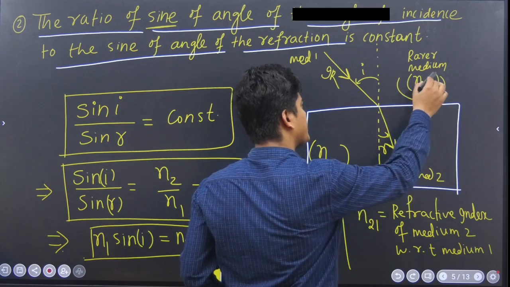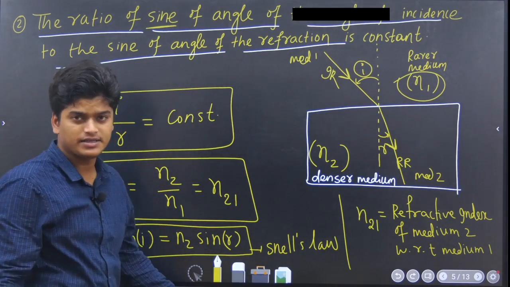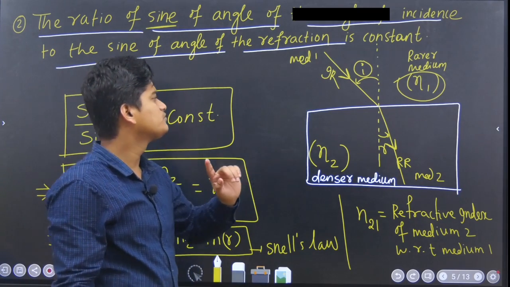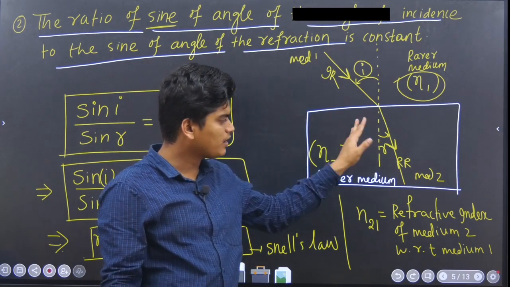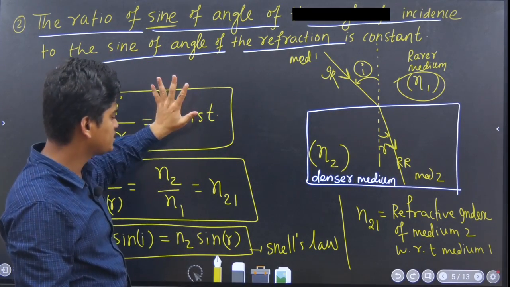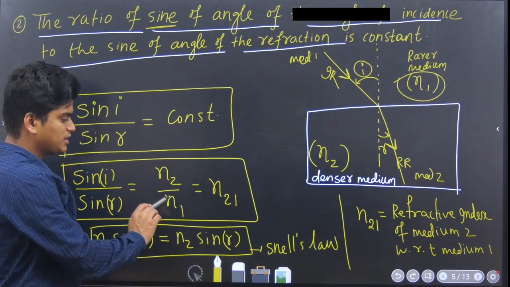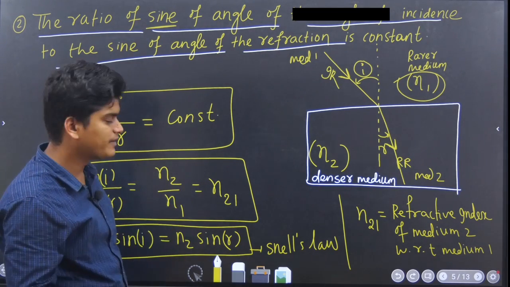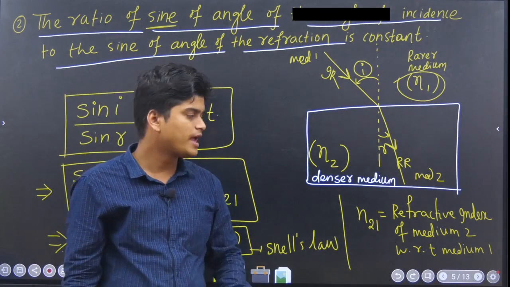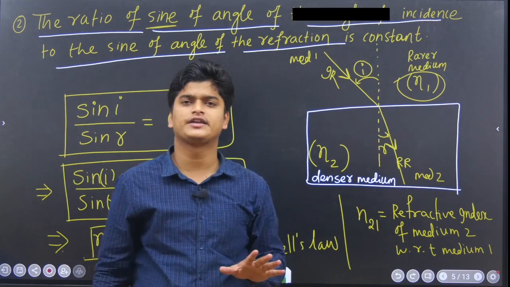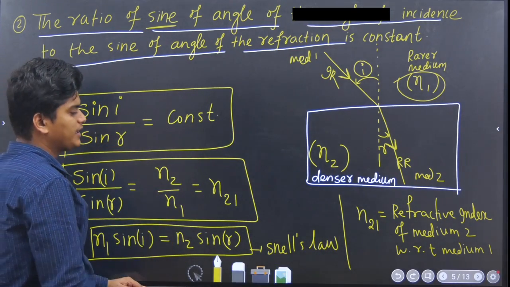That means, if the refractive index is n1 for a rarer medium and the angle of incidence is i, then sine of angle of incidence by sine of angle of refraction equals a constant. That constant is nothing but the second medium refractive index by the first medium refractive index. That is called the relative refractive index, which is the refractive index of medium 2 with respect to medium 1. And we will understand clearly what absolute refractive index and relative refractive index are.